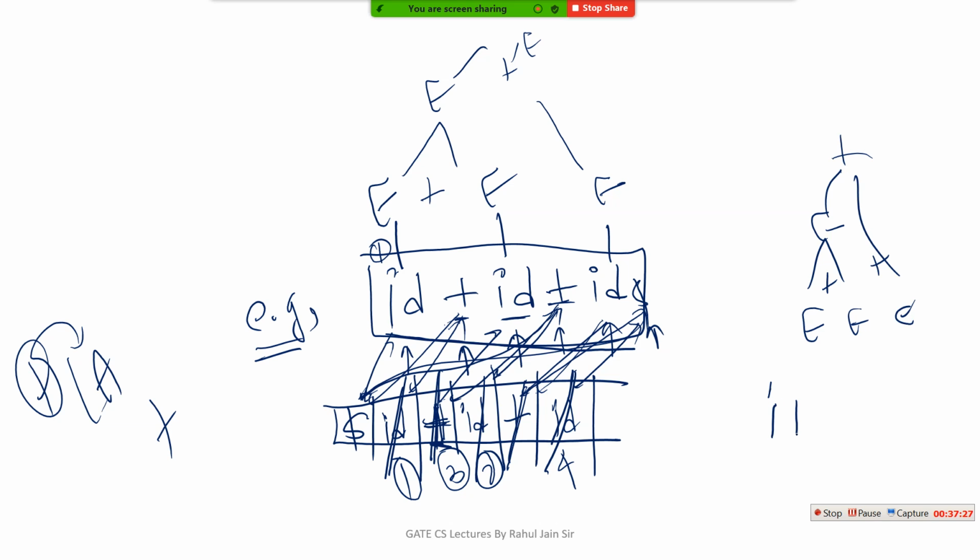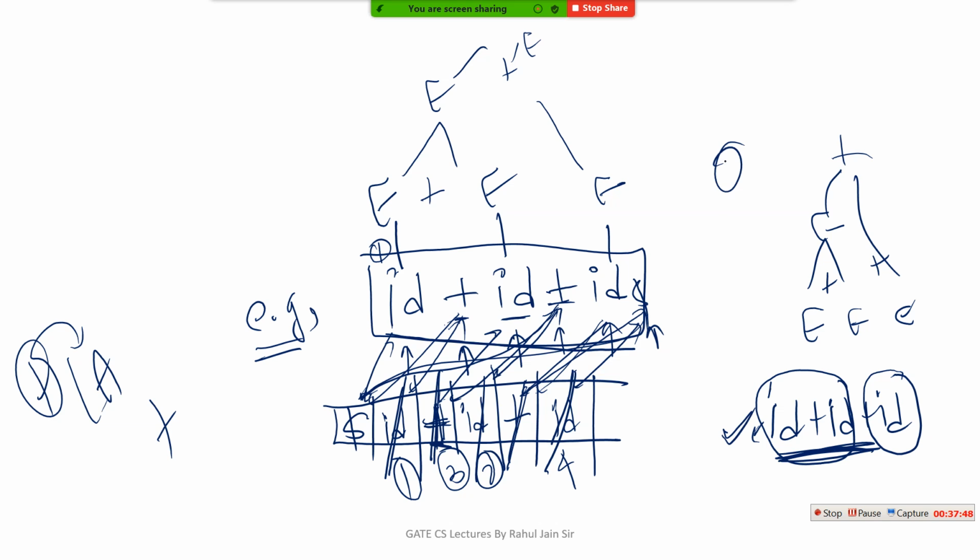This is the scenario: if id plus id plus id is provided to my compiler, my compiler will add this one first. After the result of this one, it will add that result to this id. So this is the rule which we have followed according to our grammar. I hope this is clear to you now, how to construct operator grammar, how to make the operator precedence parsing table, how to generate the parse tree, how to accept our input string, and all about operator precedence grammar.